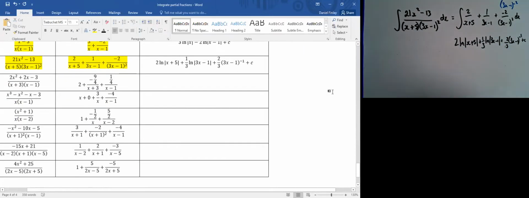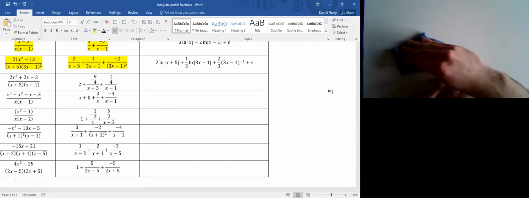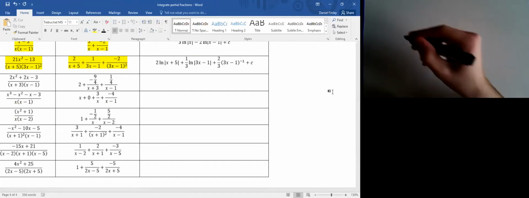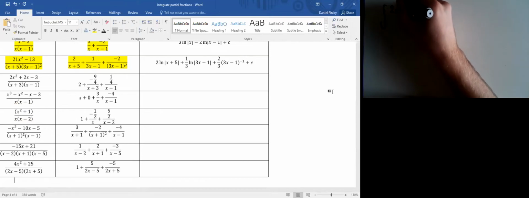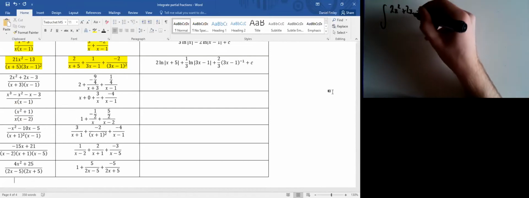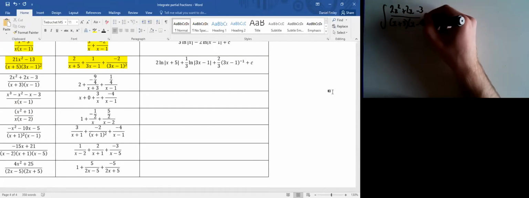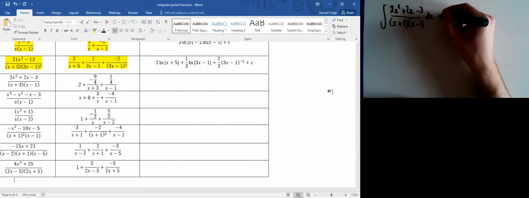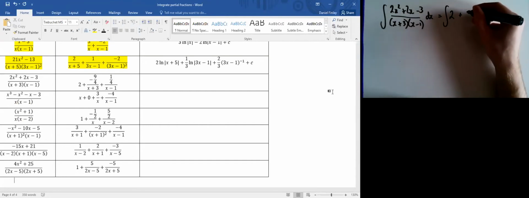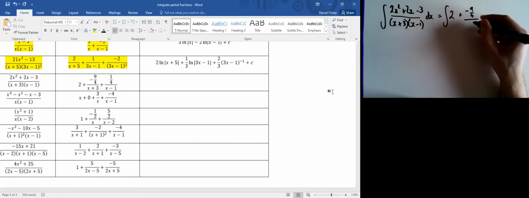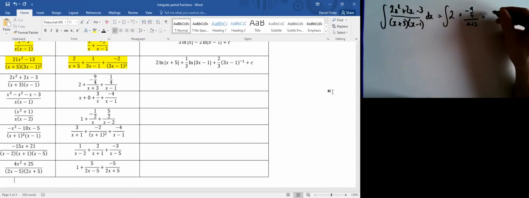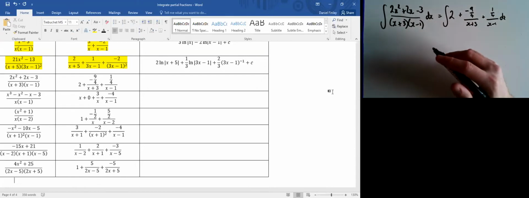I think I'll do 2 more with you. So the next one, again, we've done the partial fractions already. So to integrate 2x squared plus 2x minus 3 over x plus 3, x minus 1, that's the same as integrating 2 plus minus 9 over 4 over x plus 3 plus a quarter over x minus 1. 2, you can do that in your sleep.